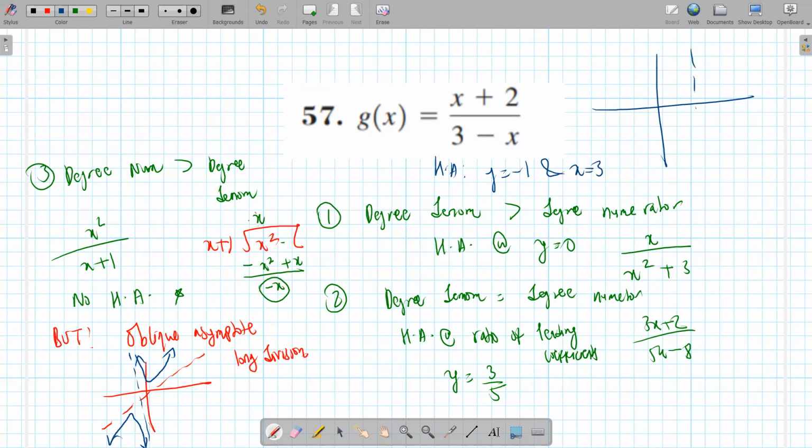So when x is 3, there's a dotted invisible line. When y is -1, there's a dotted invisible line. And the graph of this would look something like this. Okay, yeah, that makes sense.